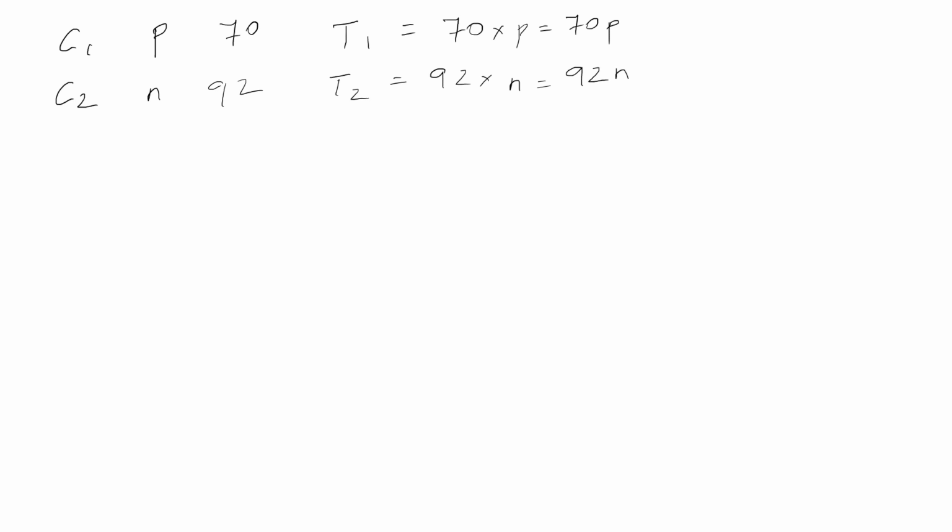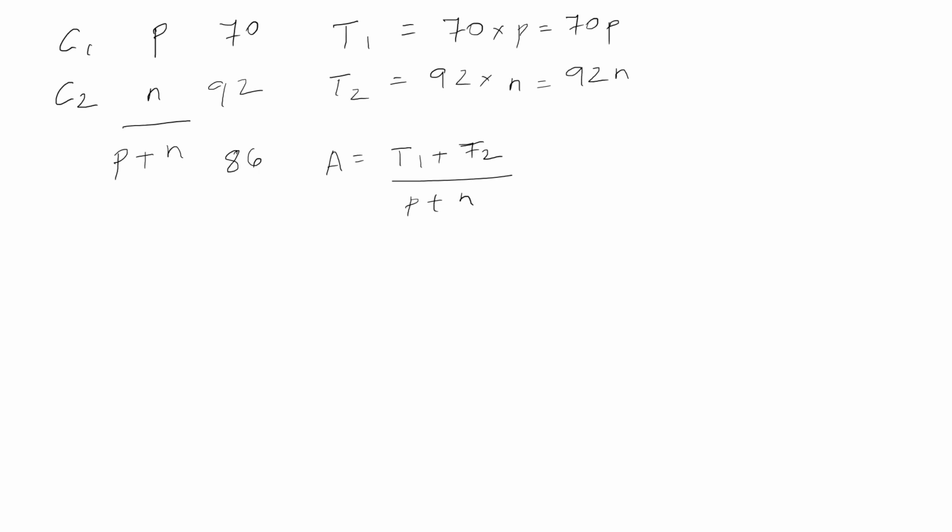Now, when we take the scores of both the classes combined, the total students would be P in class 1 plus N. Very crucial. And we know the average for that is 86. The formula for average is the total, T1 plus T2, combining both of them, divided by the number of students, which is P plus N. This should give me the average.